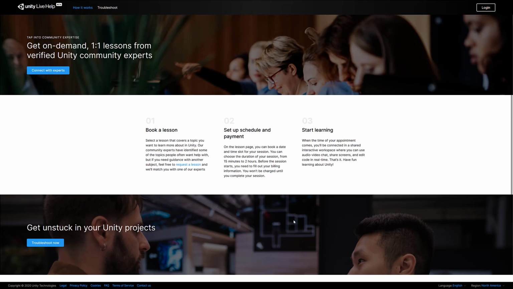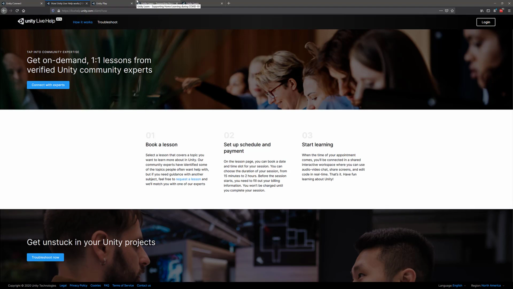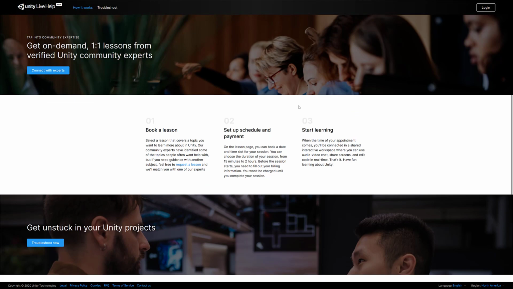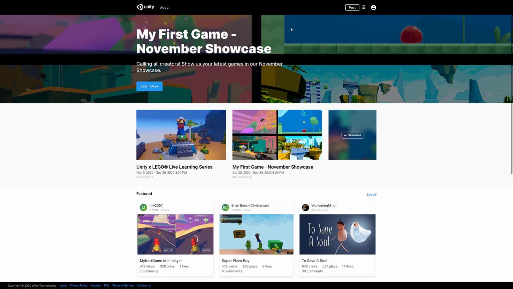And basically this was just moved, Live Help might help you. This was moved out of Connect and is still its own thing, so you can access this at livehelp.unity.com. So that's really not being impacted. Next up, we have play.unity.com, and this is going to remain here.